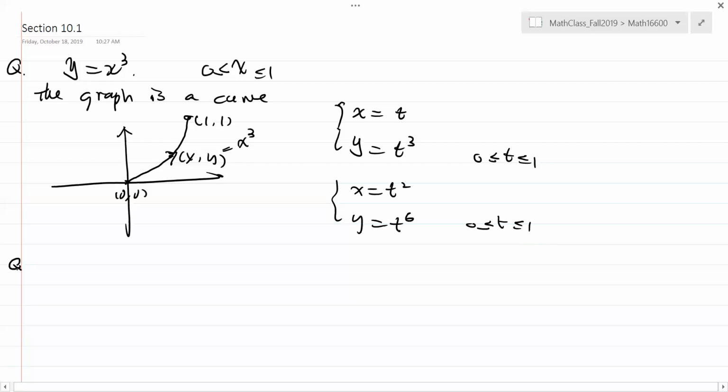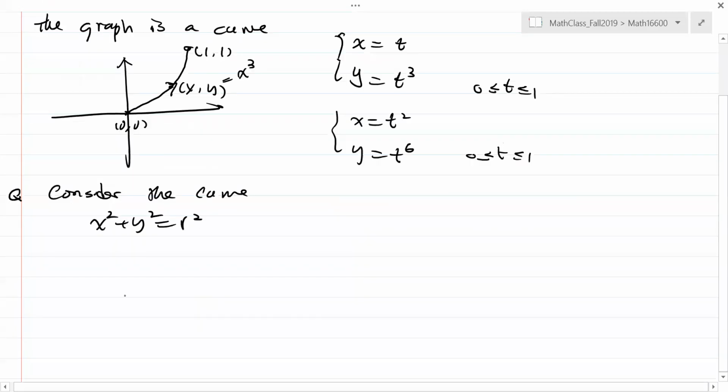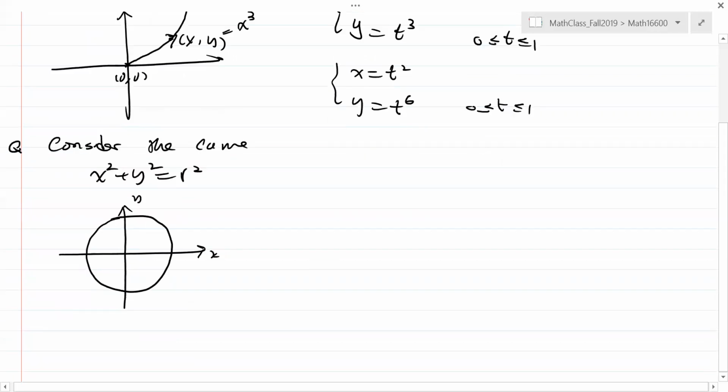Now, sometimes for some curves, you cannot describe them as a graph of a function. Okay, consider the curve given by the equation x squared plus y squared equals r squared. Okay, so this is a curve described by an equation, not by a function. So this is a complete circle. How can I describe this curve?